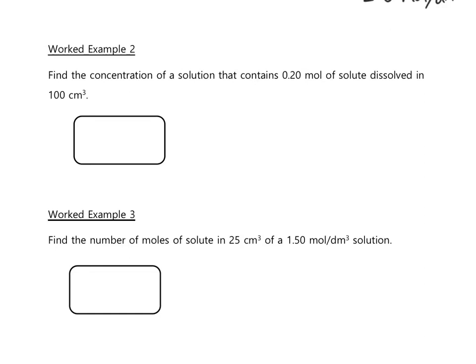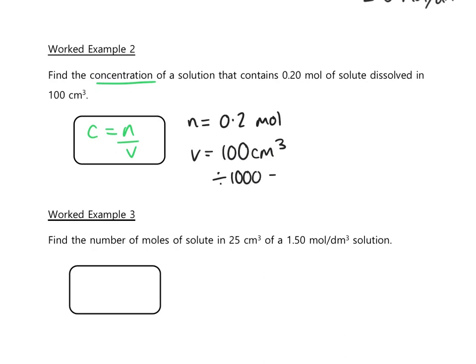So it says find the concentration. Before I move on, what equation am I using? C equals N over V. But again, just to keep myself right, I am writing out what my number of moles is, and I'm writing out my volume. So what is your number of moles? 0.2 moles. And your volume has been given to you as 100 centimetres cubed. But what's the problem here? It's not the right unit. How do I convert to decimeter cubed? Divide by 1,000. And that should give me 0.1 decimeter cubed.